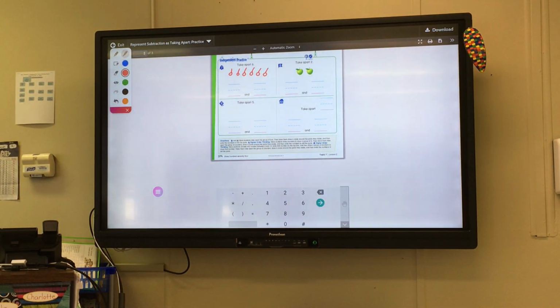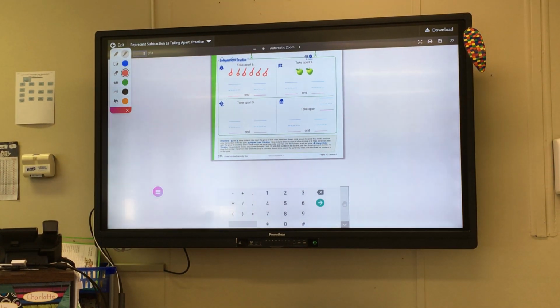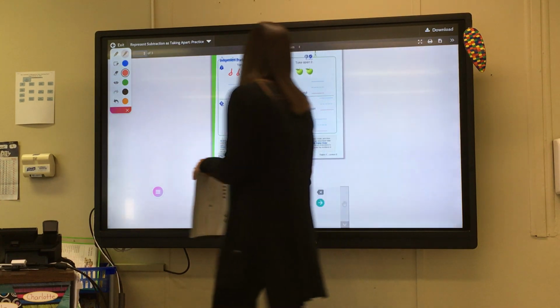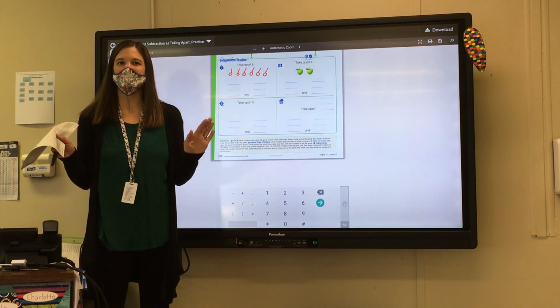Okay, now make your circles and take the groups apart. Looking good. Okay, make your circles to take the groups apart. Okay, now for number 10. You're going to choose any number between 2 and 10.